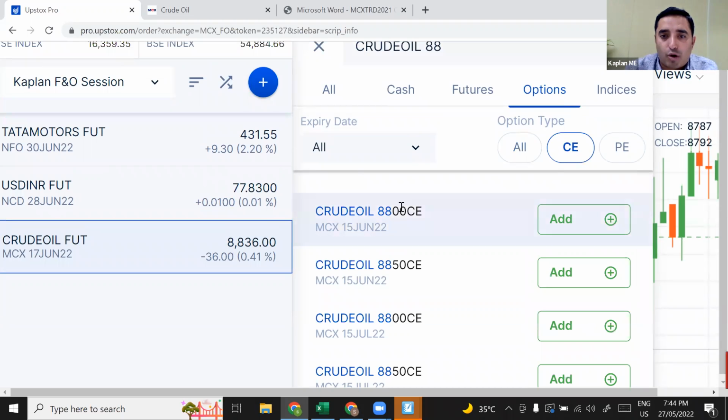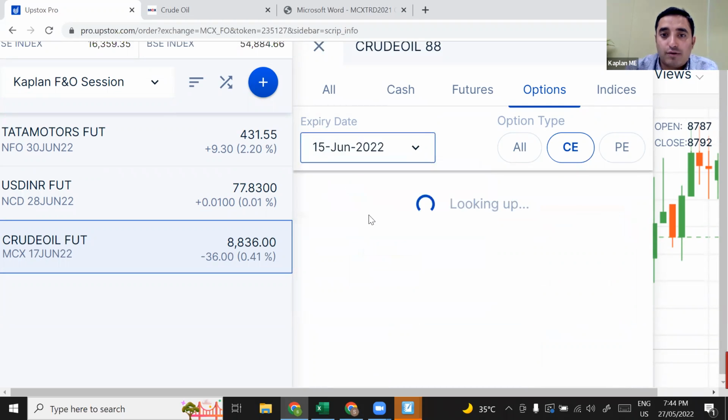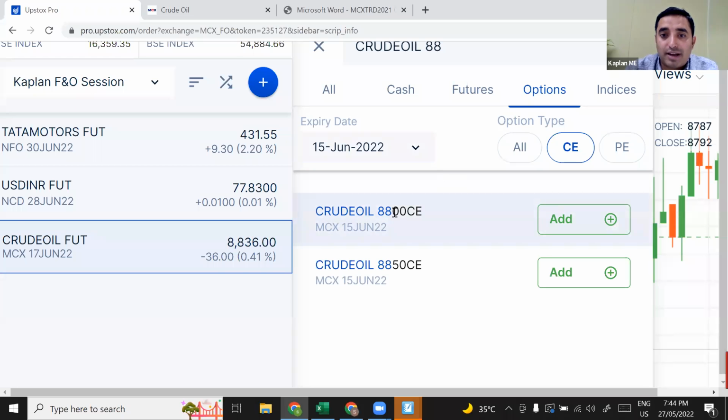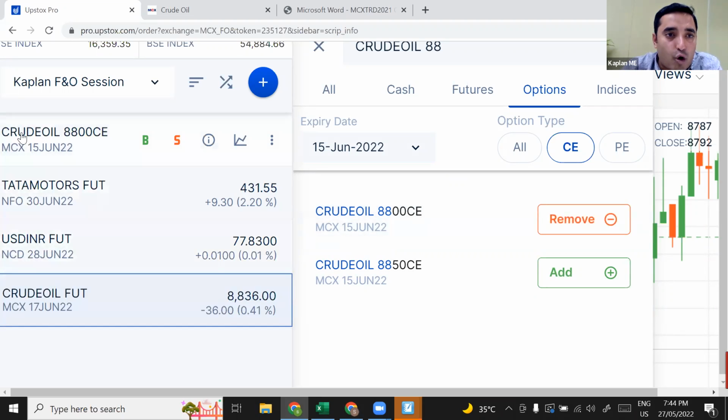So I'll just look at the call option. I'll take a particular expiry, let's say 15th of June, right? 8,800, 8,850. Clear? Let's say 8,800. I'll add this to my watch list. So this is basically an option which I can buy, which will allow me to buy crude oil at 8,800.